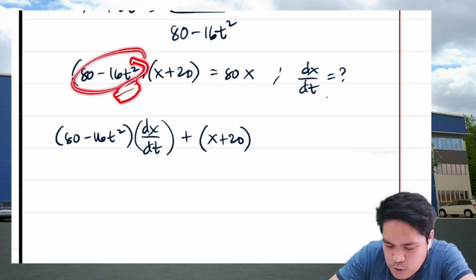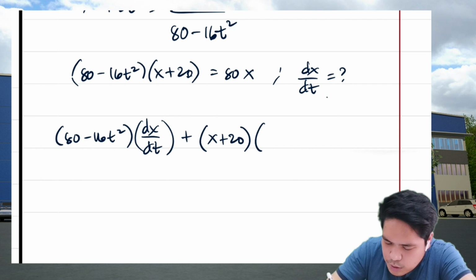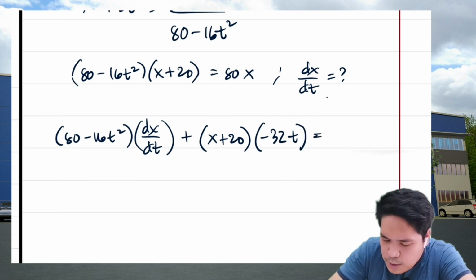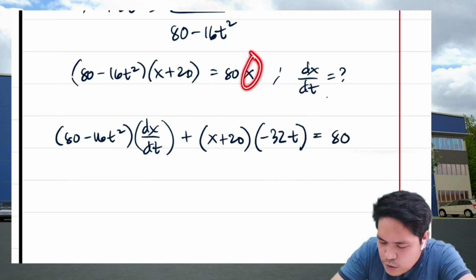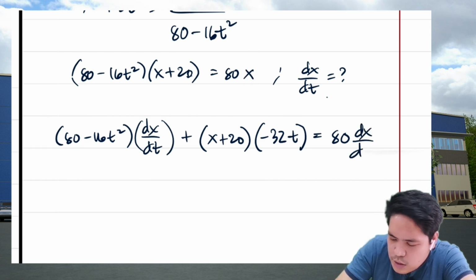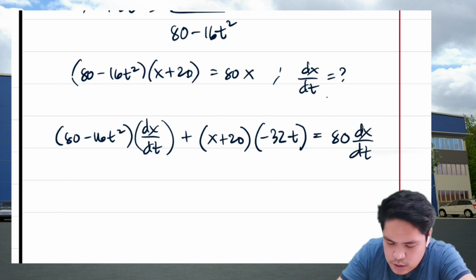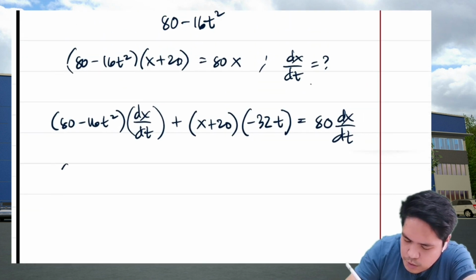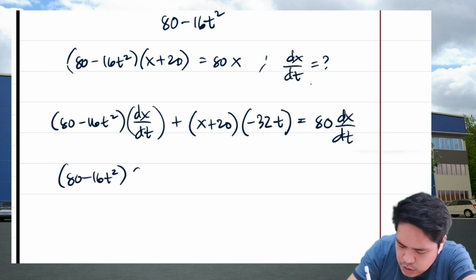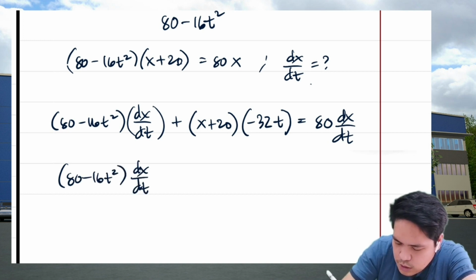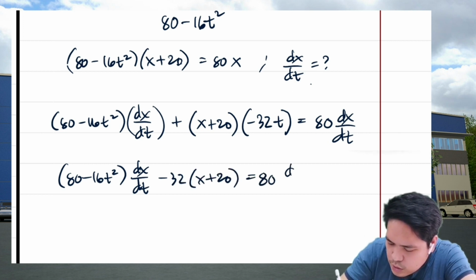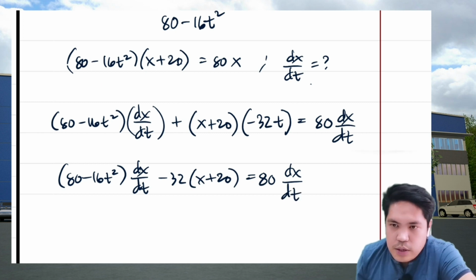The variable here is time, so no problem. That would be negative 16 times 2, 32, times t, times dt over dt. So that's just negative 32t. That's equal to 80 times the derivative of x with respect to time, that's dx over dt. So we now have this formula. If we simplify, we have 80 minus 16t squared times dx over dt minus 32t times x plus 20 equals 80 dx over dt.